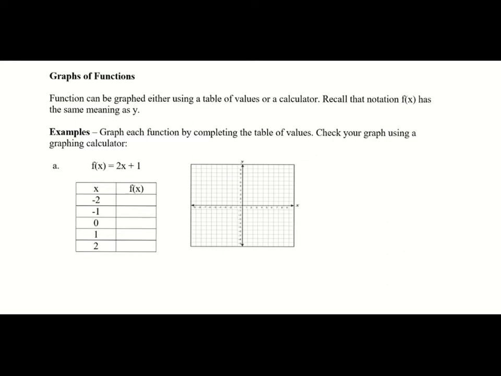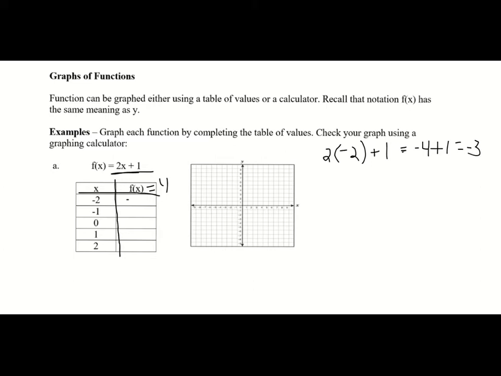So we're going to graph f of x equals 2x plus 1, and they've made a t-chart here. Remember, our t-chart is this right here where we have our x, and remember f of x is the same as the y value. So they've given us some x values, and we're going to plug them in to find the y values, or f of x. So first we're going to do 2 times negative 2 plus 1. So negative 2 times 2 is negative 4 plus 1, which equals negative 3.